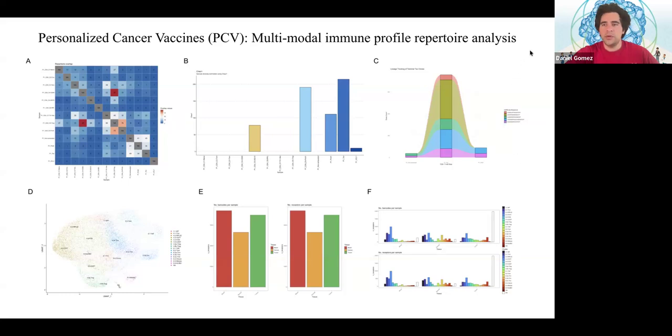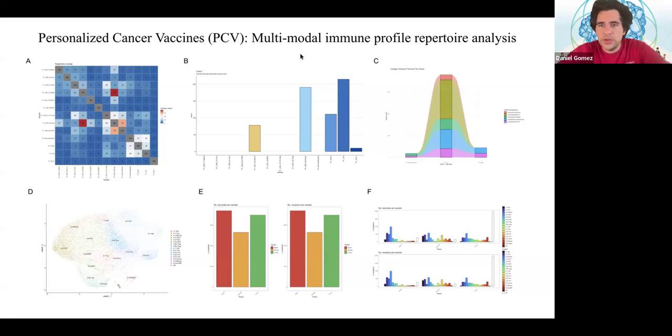And I wanted to go over Immunomine, the personalized cancer vaccine multimodal immune profiling repertoire analysis that I did. We can see the repertoire overlap in different samples, over here in A. And then I did a Chao-1 sample density estimation, where we can see which specific sample had the most. And you can see that is over here.